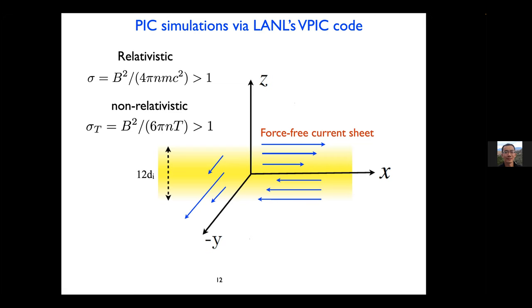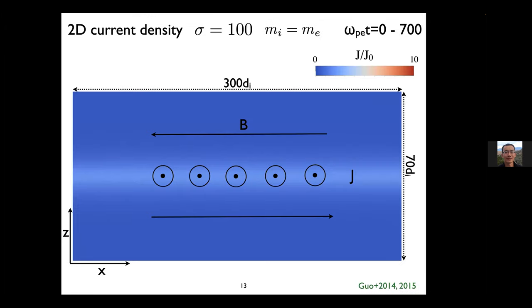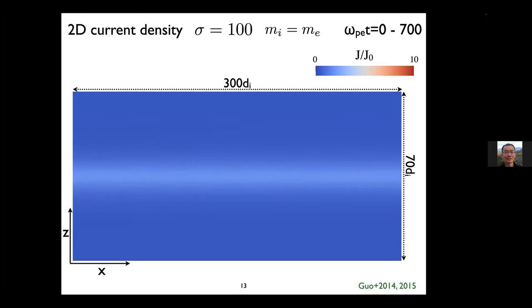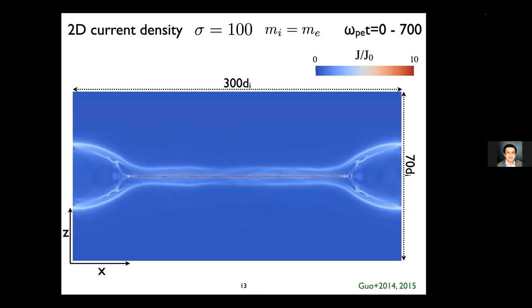The simulation I'm going to show today is periodic in the x direction, and in the z direction it's conducting. But there have been open boundary simulations in the community that reached more or less the same conclusion. This is actually a fairly old movie, and Greg probably has a much better one to show, but maybe that's enough to illustrate the process.